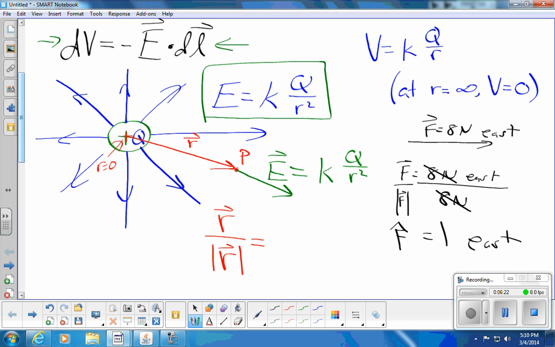To be honest, I can't remember if we've done this before in class this year or not. This is how you get a unit vector in whatever direction you want, by dividing a vector in that direction by its own magnitude. The magnitude divides out. You get 8 newtons over 8 newtons, which is 1, and you get 1 east, which is a unit vector in the direction of that force vector. Okay, I'm going to get rid of this force vector. That was just for example.